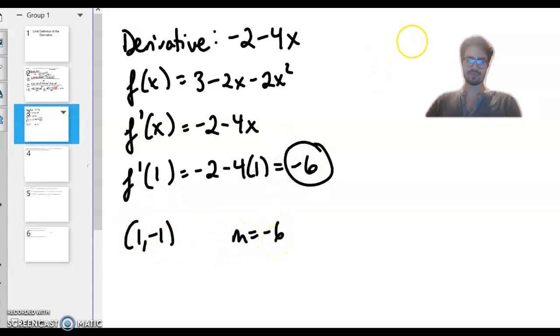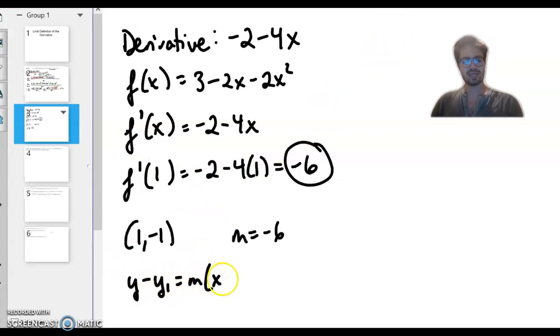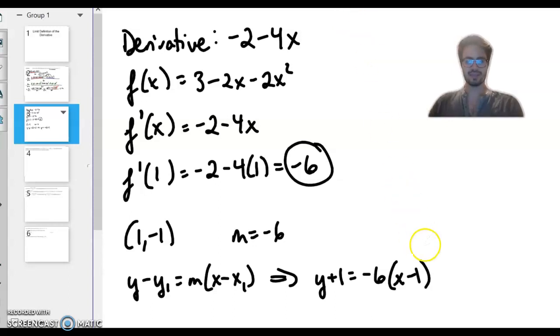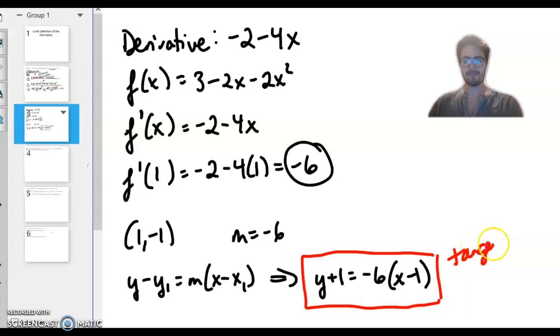We know how to do that. We took Algebra 1. So we're going to use point-slope form. So we have y minus y1 equals m times x minus x1. This allows me to write the tangent line. If I plug everything I know, I have my point. Y minus y1 is negative 1, so that's y plus 1. My slope is negative 6, so that's times x minus 1. This is the equation of the tangent line.